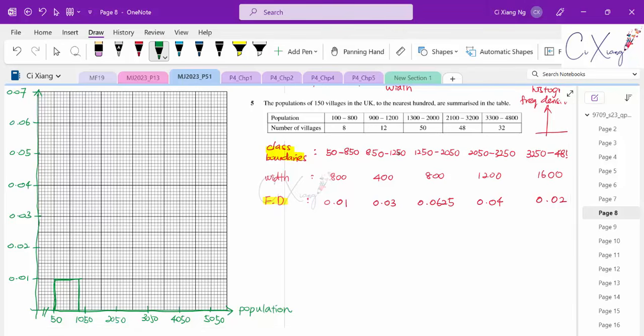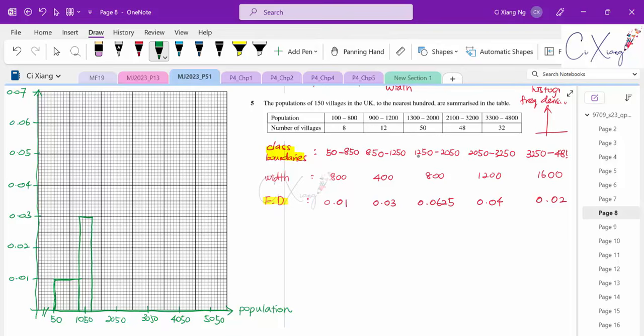Then the second class is 850 to 1250. So 1250 is 2 boxes after the 1050. Then the height is 0.03. So 0.03 means somewhere here. Okay, so this is my 1250. And this is my second class.